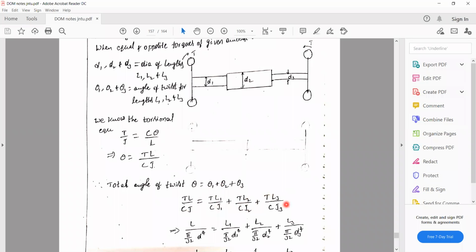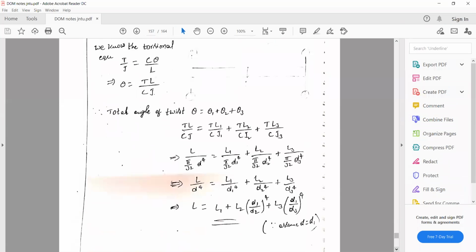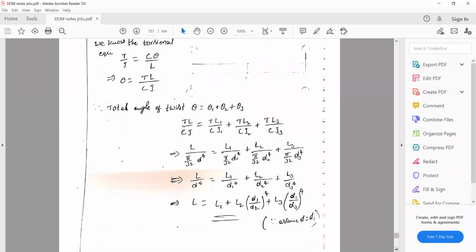In this, the common terms are T and C. Why? Because we have to take only a single shaft. While we take the single shaft, the torque value and the C values are the same. So neglecting those two values, the remaining terms are L by J.